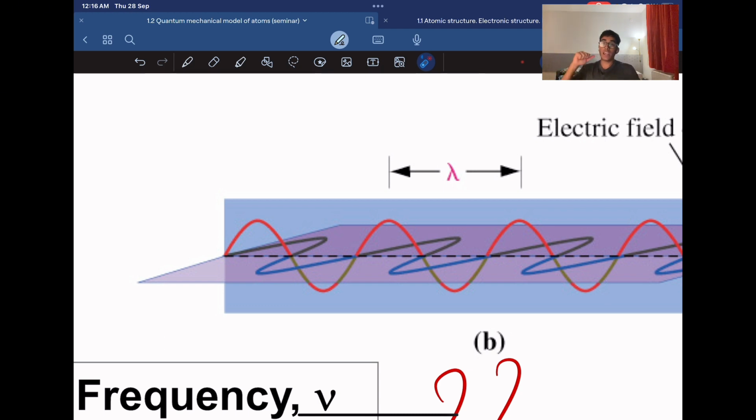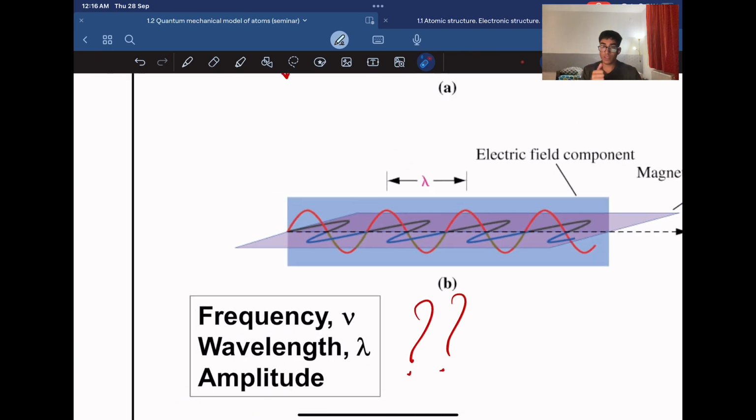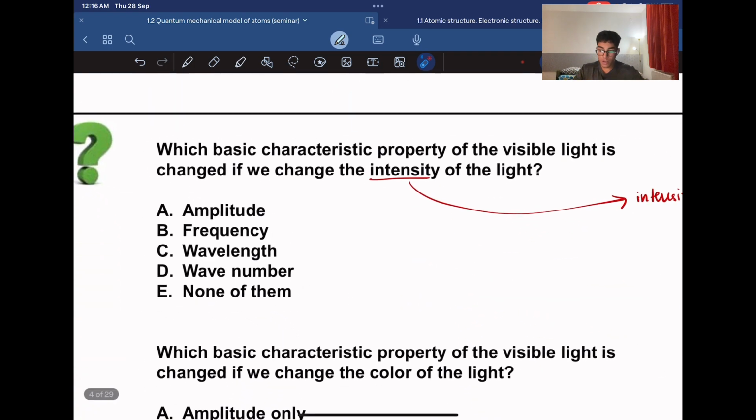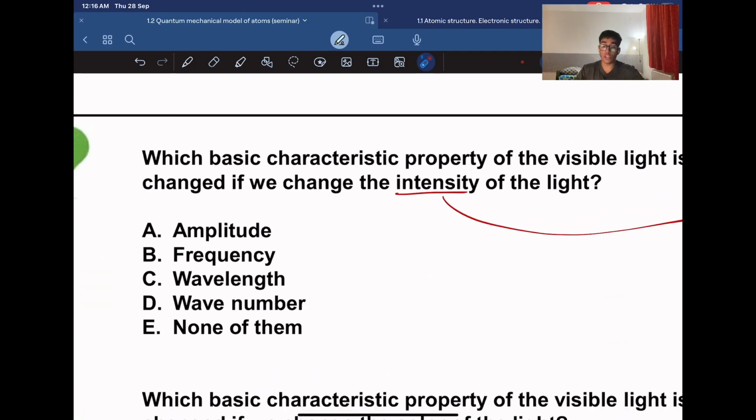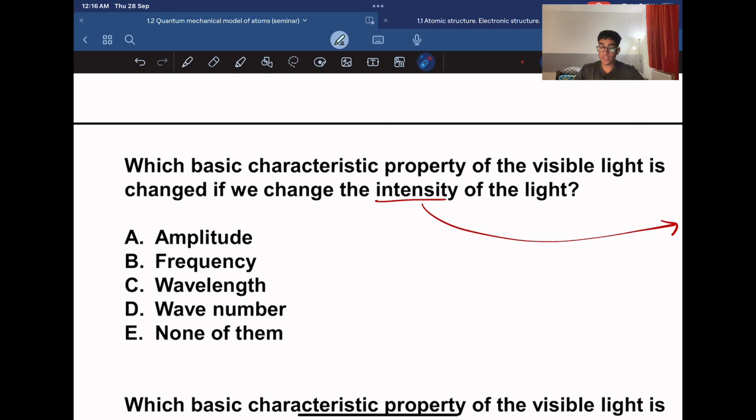Now let's recap. Energy is directly proportional to frequency, and we learned frequency is inversely proportional to wavelength. Since frequency is inversely proportional to wavelength, that means energy is also inversely proportional to wavelength. Understand? We're going to learn a few formulas later on, not now. Let's just scroll down, and we have a question here. And let's see.